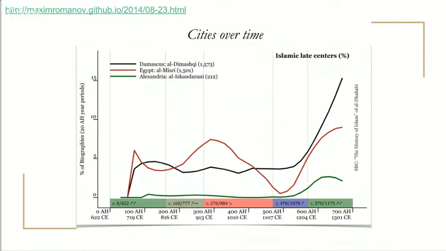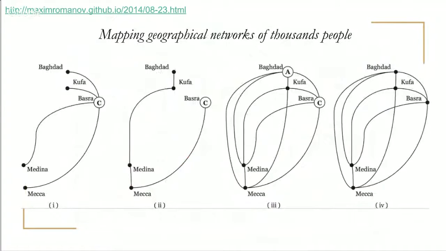But that's not all. Another thing, next one: we can also look at the biographies and at what kind of toponyms are mentioned in them, and we can represent each individual as a network. In this case, what you see is four different ways in which a network of each individual can be visualized, and which model you use depends on what kind of data you have.